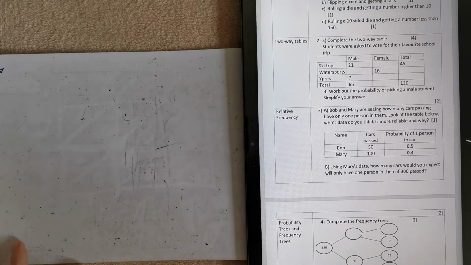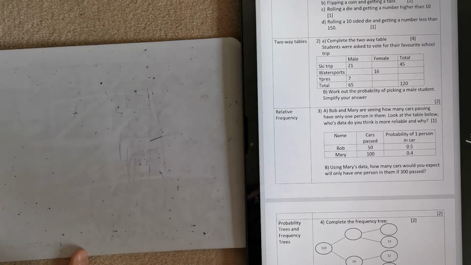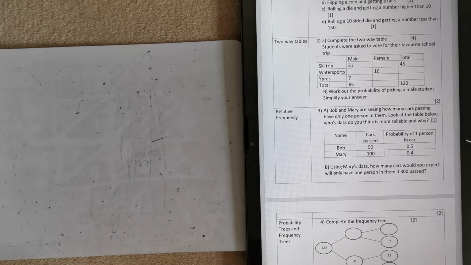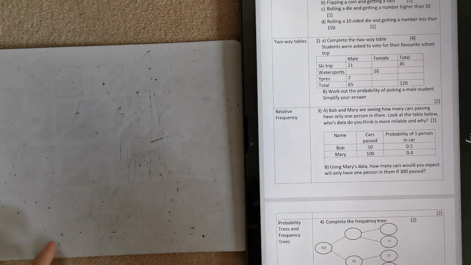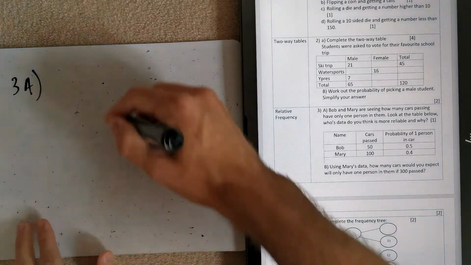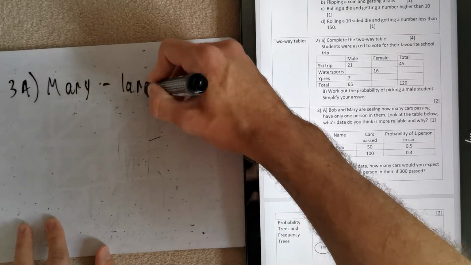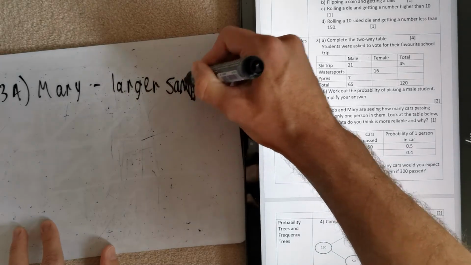Now, if we want reliable data, the more you do, the more reliable it's going to be. Okay, because if you have a look at 1,000 cars passing, that's going to give you really, really accurate data because you've got a bigger sample. Okay, so for 3A, it would be Mary, because there is a larger sample.